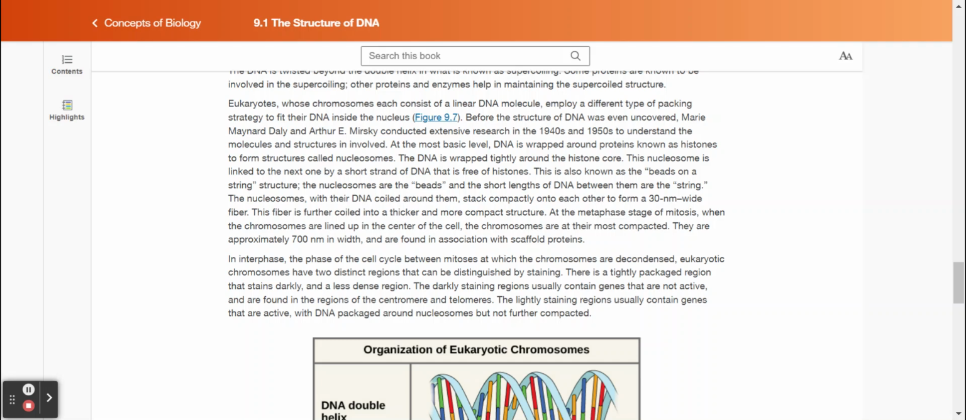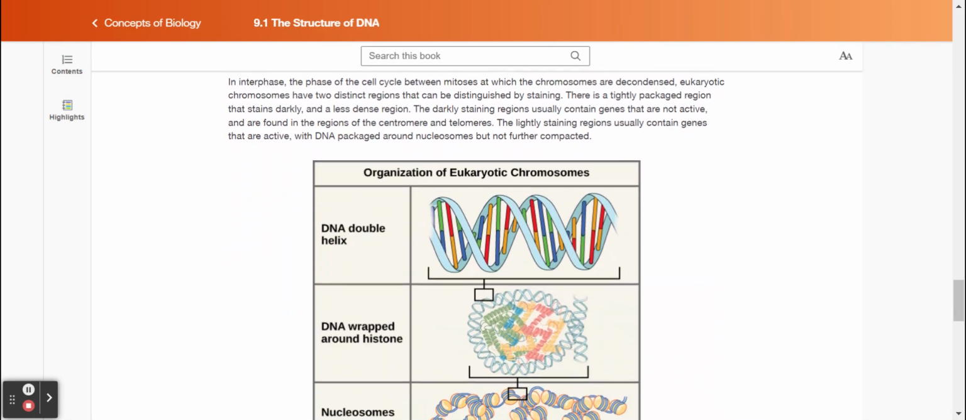The nucleosomes, with their DNA coiled around them, stack compactly onto each other to form a 30 nanometer wide fiber. This fiber is further coiled into a thicker and more compact structure. At the metaphase stage of mitosis, when the chromosomes are lined up in the center of the cell, the chromosomes are at their most compacted. They are approximately 700 nanometers in width and are found in association with scaffold proteins.